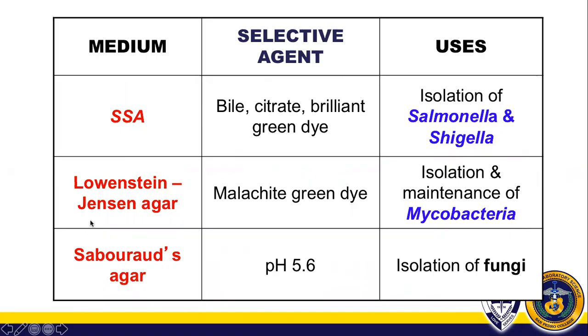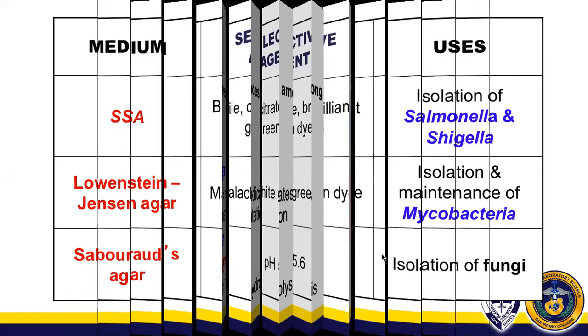Then we have the Lowenstein-Jensen agar. It contains malachite green. And again, we use this for isolation of mycobacteria. Now, the last one is actually for fungal organisms. Sabouraud's agar is selective because of the acidic pH, 5.6. That's perfect for isolation of fungal elements.